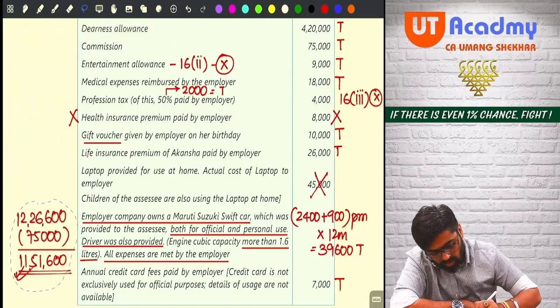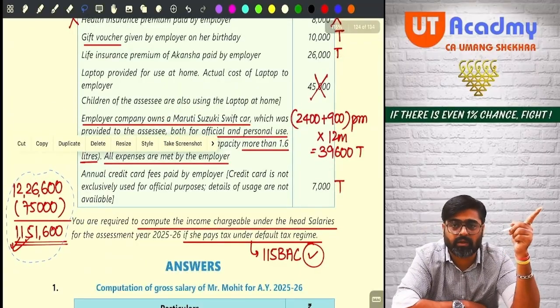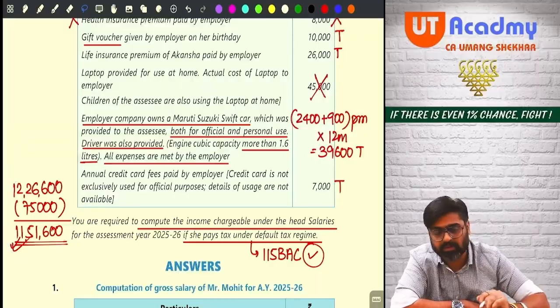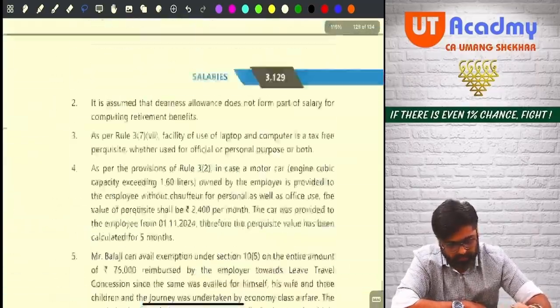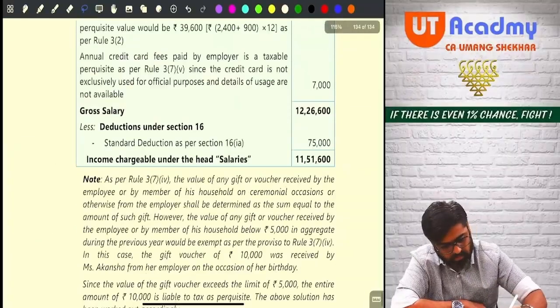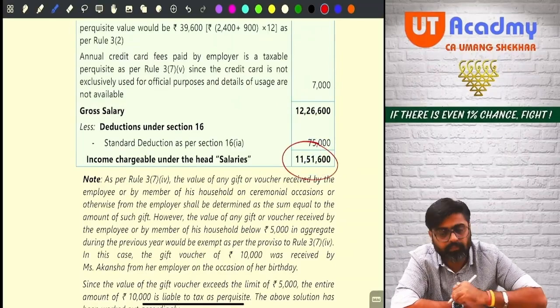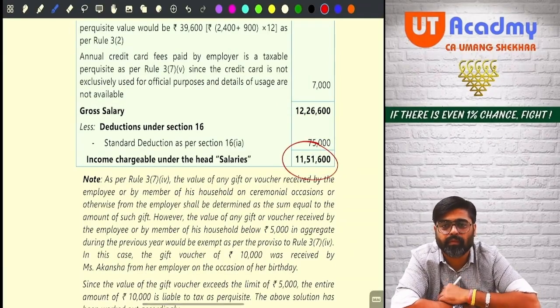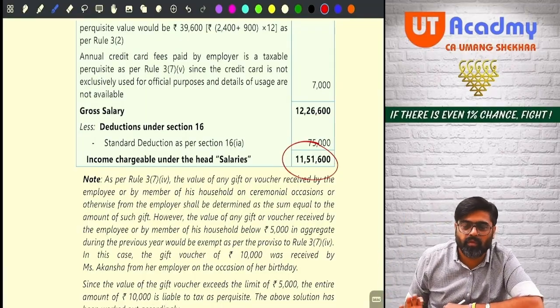In your textbook, in your solutions, please check the final answer. If the final answer is this much, please check. I will show you. 11,51,600. Did you all get this? Now you just have to present the answer. That's it. Will you be able to do it?